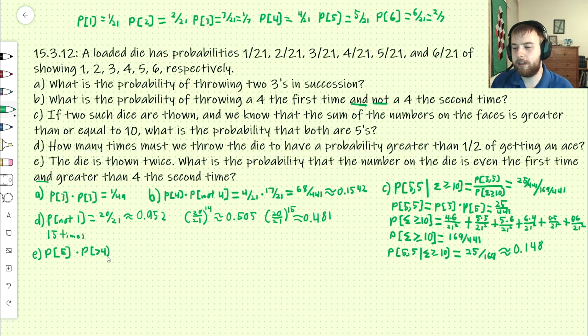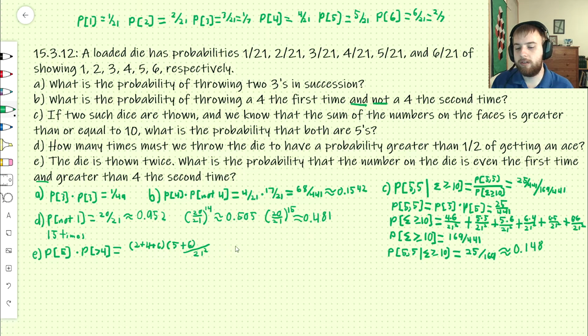So greater than 4 is, actually, no, it's 5, 6. And even is 2, 4, 6. So when we multiply the probabilities together, we keep in mind that even is 2 or 4 or 6, so we're adding those probabilities. Greater than 4 is 5 or 6, so we're adding those, but they both need to hold, so we're multiplying those together. So we're adding 2 plus 4 plus 6, times 5 plus 6, and this is over 21 squared.